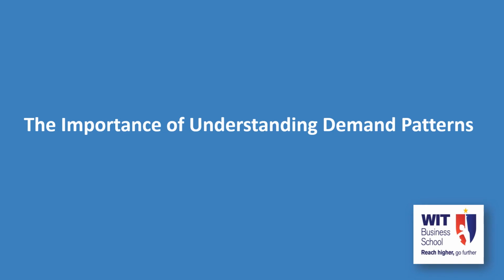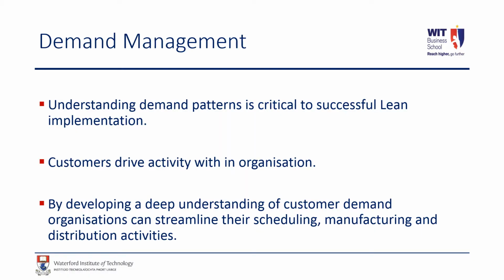So let's look at demand patterns first and what we can do to work with customers to better understand demand patterns. Again, this is critical to understanding how we can improve flow. Customers are absolutely critical to organizations. We don't really have a need for an organization unless that organization is serving a customer demand and doing so successfully. So in many respects, customers are the lifeblood of the organization. Because of that, we need to understand customer demand, and understanding those demand patterns is critical to successful lean implementation. Customers will drive activity in an organization.